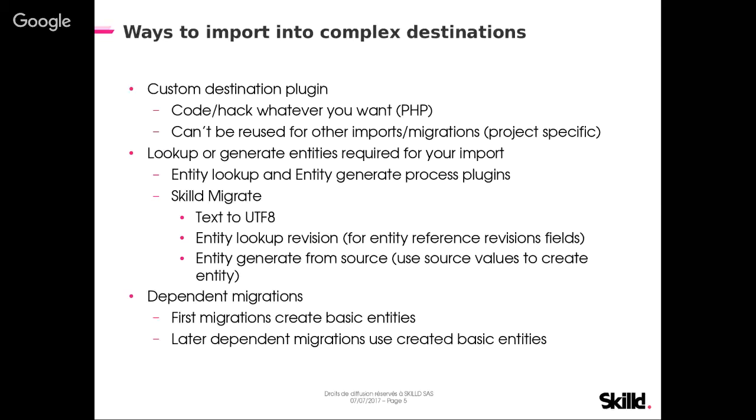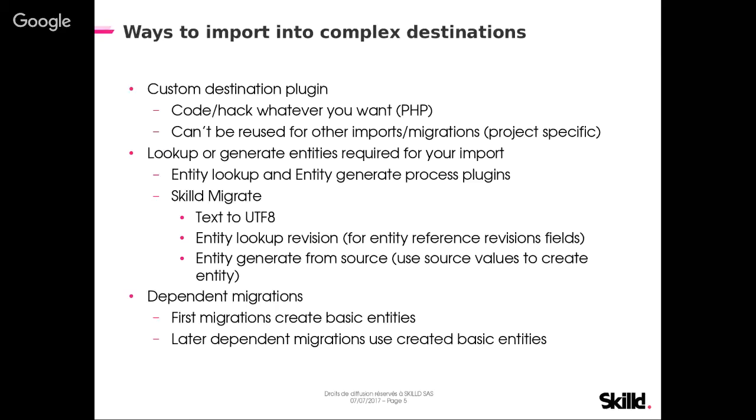We will be looking into two other ways. The two other ways are to look up or generate dependent entities, using the entity lookup and entity generate process plugins from the Migrate Plus module, and then to use dependent migrations. So basically, first migrations will be creating some basic entities, and then later migrations that run after these first migrations will utilize the created entities and entity reference them in our main entity that we are actually importing.